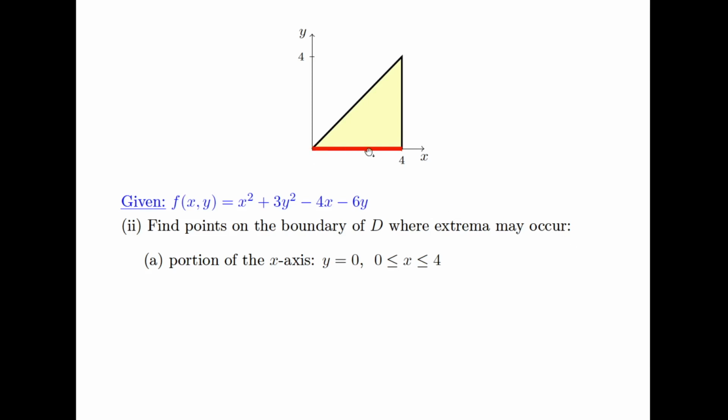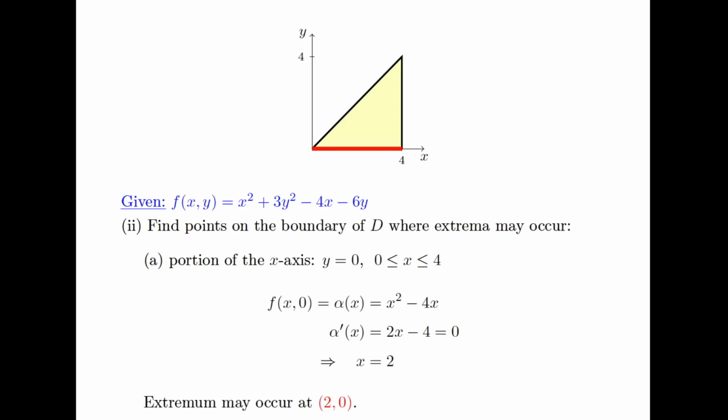First, let us consider this line segment, which is a portion of the x-axis, y = 0, where x is from 0 to 4. We will restrict f over this line segment and find the critical point of the resulting function. In other words, since y equals 0, we let y be equal to 0 in the given function, which gives us a function of the variable x only, which is x² − 4x. We find the critical points of this function of one variable by taking its derivative and equating it to 0. Thus, 2x − 4 = 0 gives us x = 2. This means that the given function f(x,y) may have an extremum at the point (2,0), which lies on this line segment.